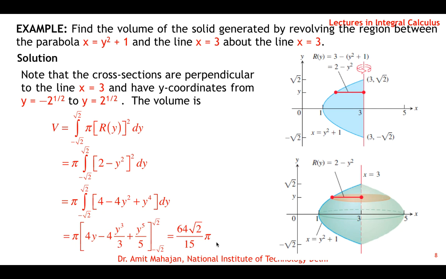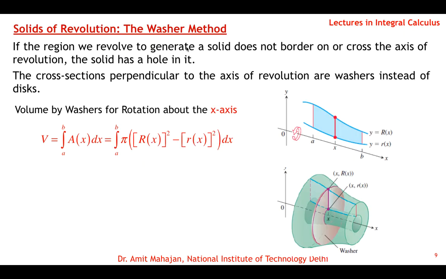A disk is generated when we rotate the region about one of the boundary lines of that region. But if we rotate it about some line which is not part of the plane region, then it will not generate a disk, but it will generate a washer. So that's our third method, the washer method. If the region we revolve to generate a solid does not border on or cross the axis of revolution, the solid has a hole in it.